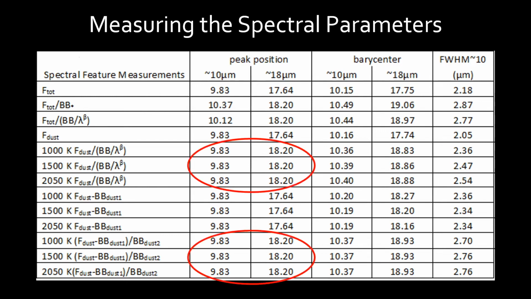I would like to point out that if we take the dust-only spectrum and then divide by a modified black body, that has the same effect as subtracting a dust continuum and then dividing by a second layer. The barycenter has similar results. While they are not equal, they are quite close.